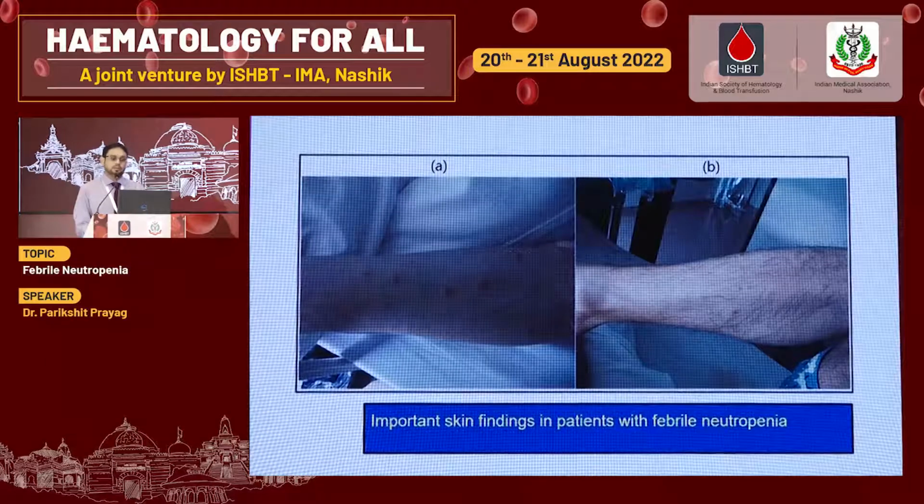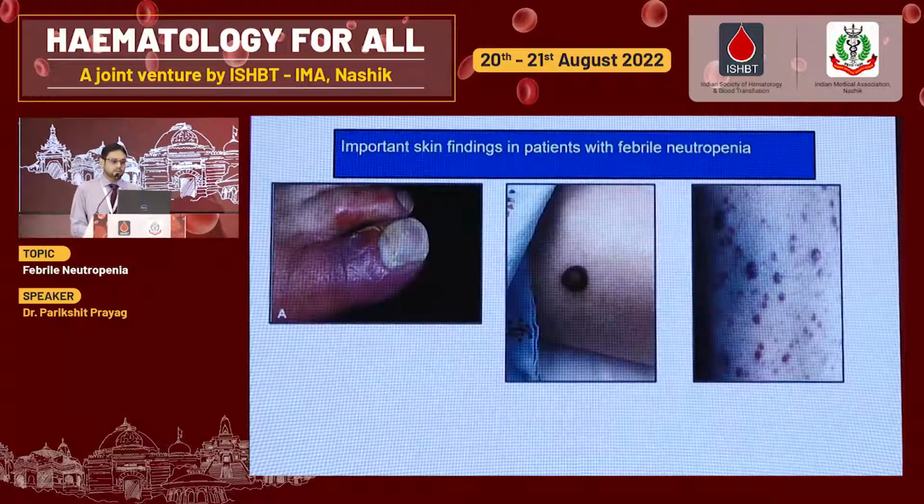At least, in a high volume center, you will have 5 cases in the month in which you can diagnose, or at least suspect, the cause of febrile neutropenia based on the skin exam alone. So a febrile neutropenic patient who has tender lesions like this, what am I thinking of? I'm thinking of septic emboli. So either bacterial emboli or candidemia. These are the kind of things I'm thinking of.